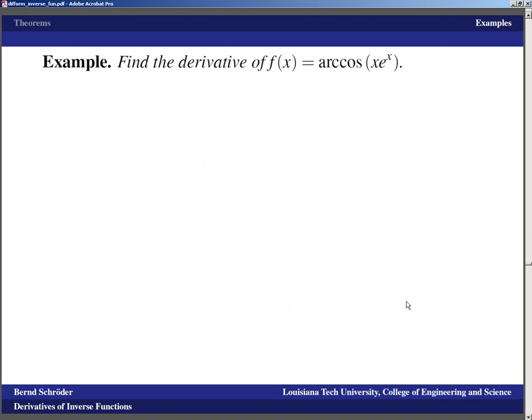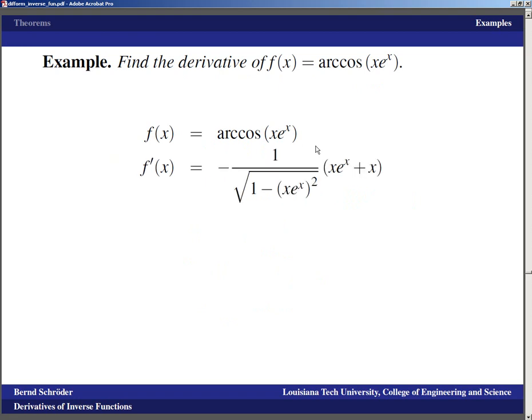This example looks, well, rather pitiful compared to the other one, but it's piling up on us in a different way, because here we have a product rule inside a chain rule, right? If we take the derivative of arc cosine of x e to the x, we will need the derivative of the arc cosine, which is negative 1 over square root of 1 minus whatever is inside squared, and whatever is inside is the x e to the x, which we plug in.